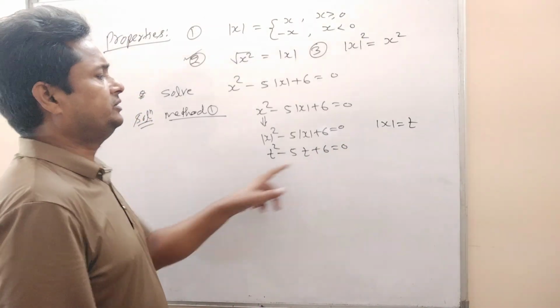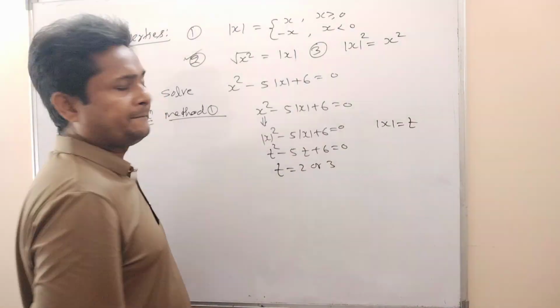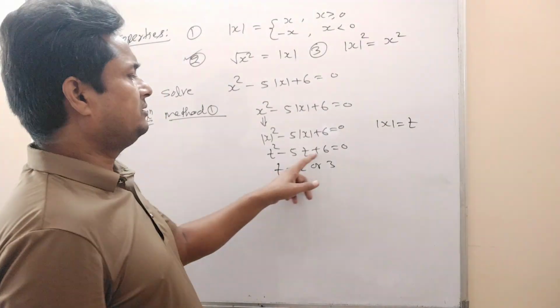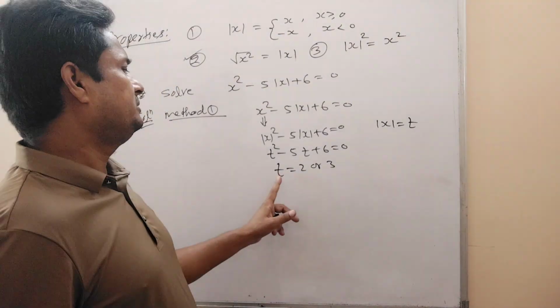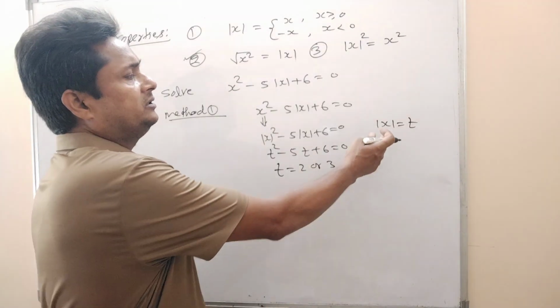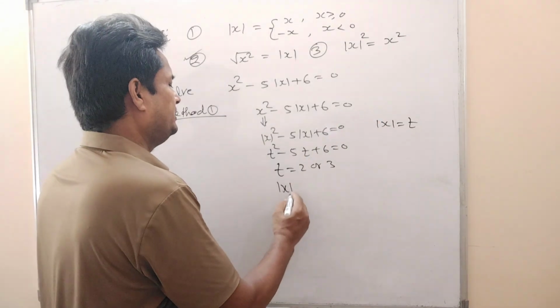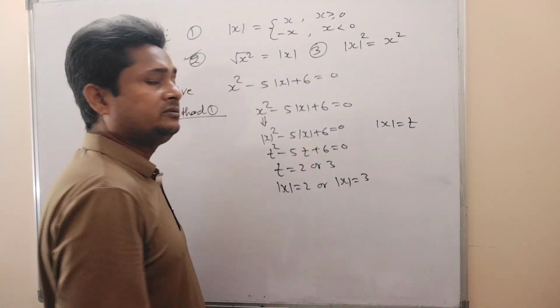And the solution of this one will be t is equal to 2 or 3. You can solve by factorizing or by the discriminant method. So the solution of this one will be t is equal to 2 or 3. Now t is what? Mod of x. So this can be written as mod x is equal to 2 or mod x is equal to 3.